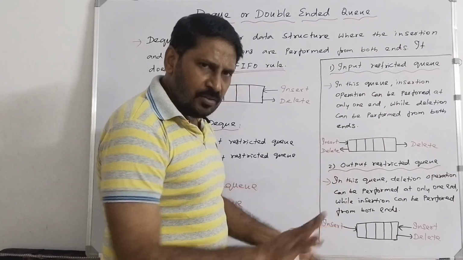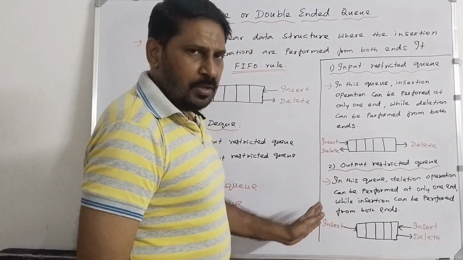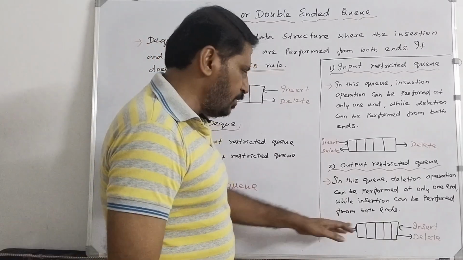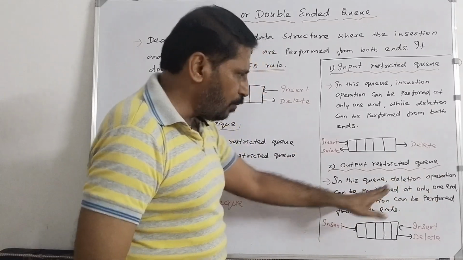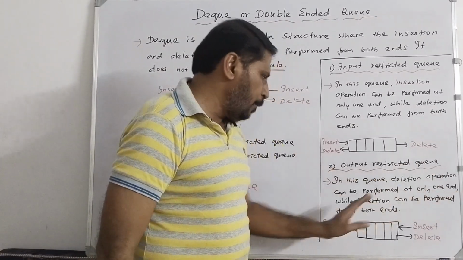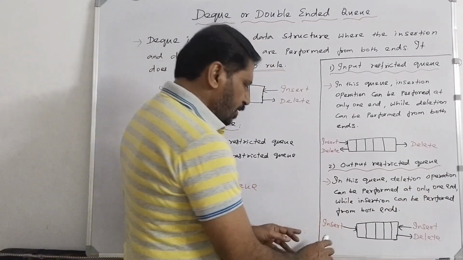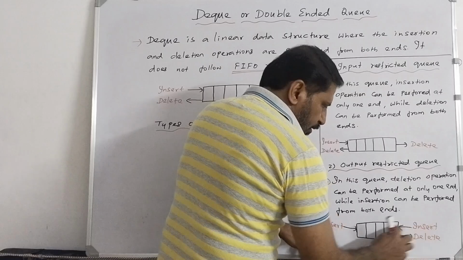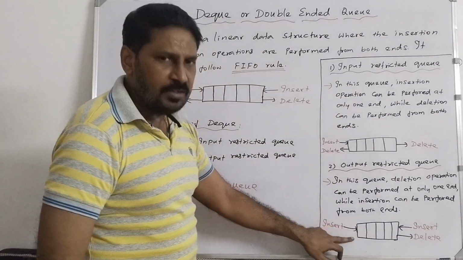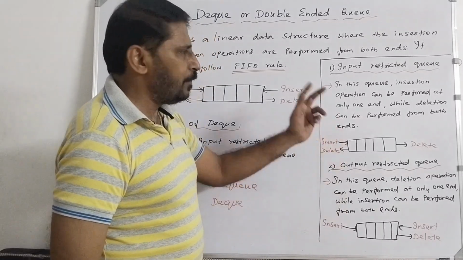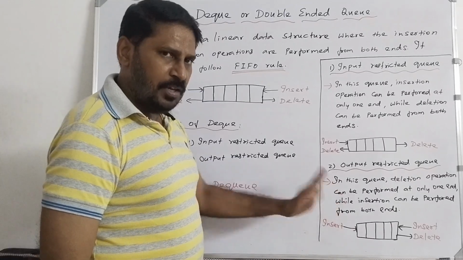Whereas output restricted is vice versa. Output is restricted to one end, and input is allowed at both ends. We call this output restricted. In this queue, the deletion operation can be performed at only one end, while insertion can be performed from both ends. Here it is given that insertion happens at both ends, whereas deletion takes place at only one end; deletion is restricted at this end. So we call these the input restricted and output restricted dequeue.